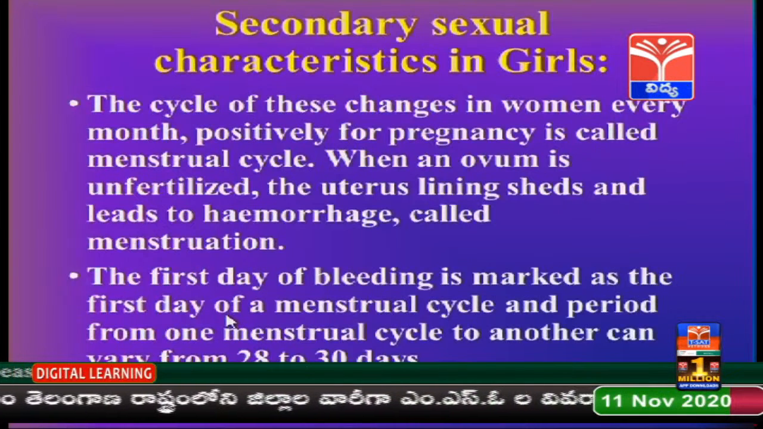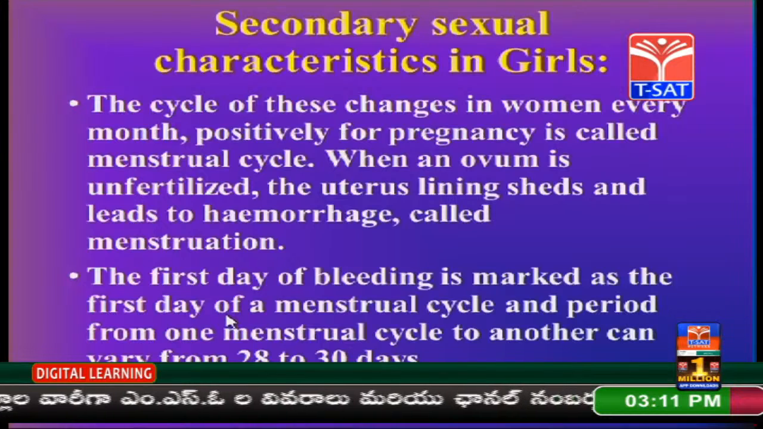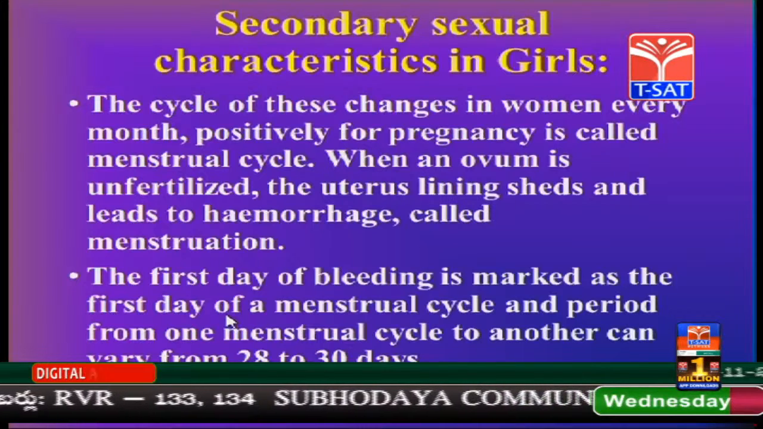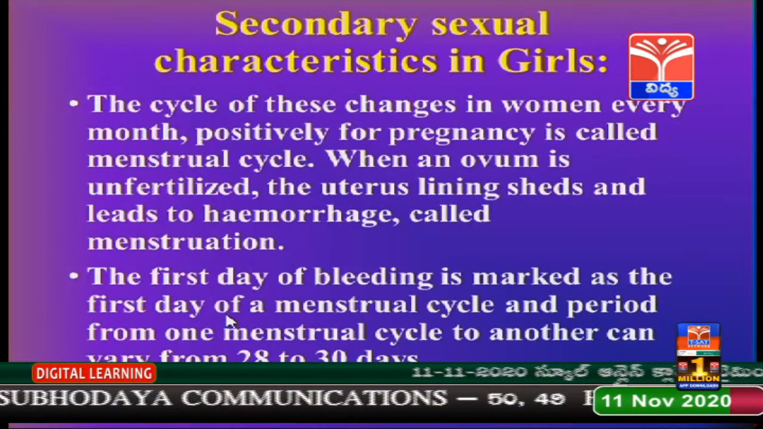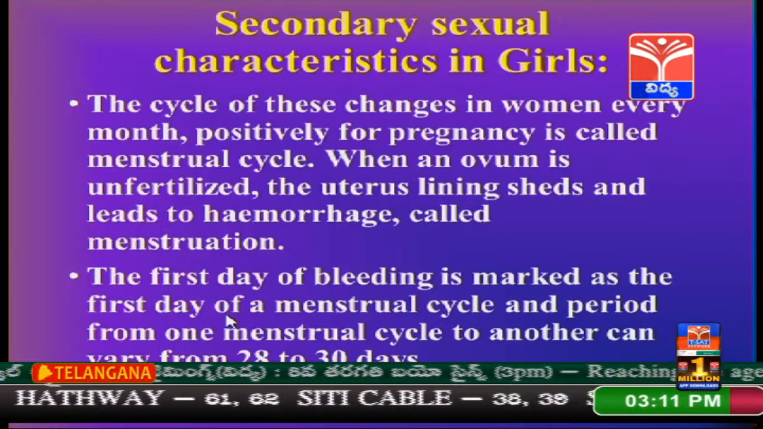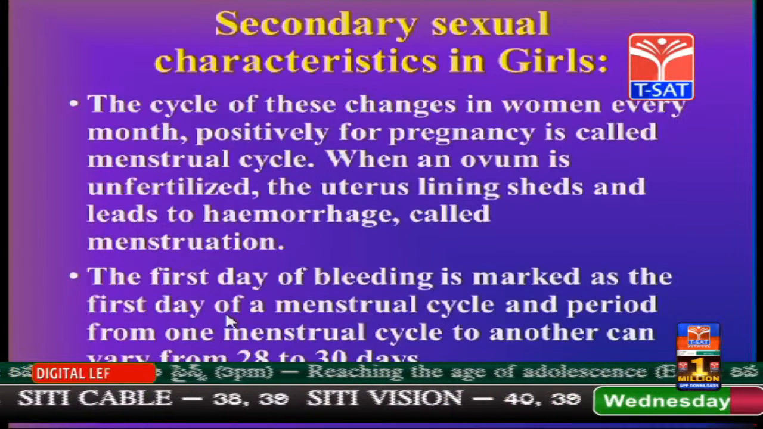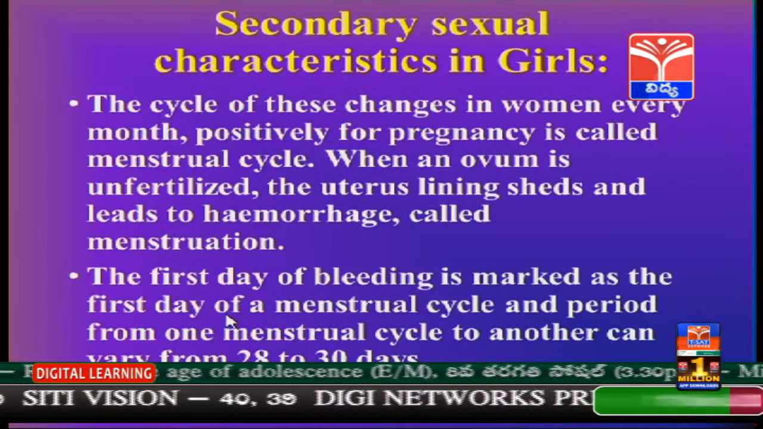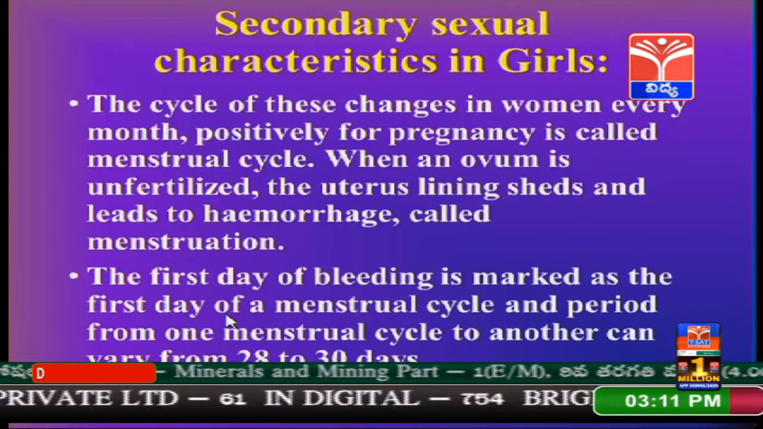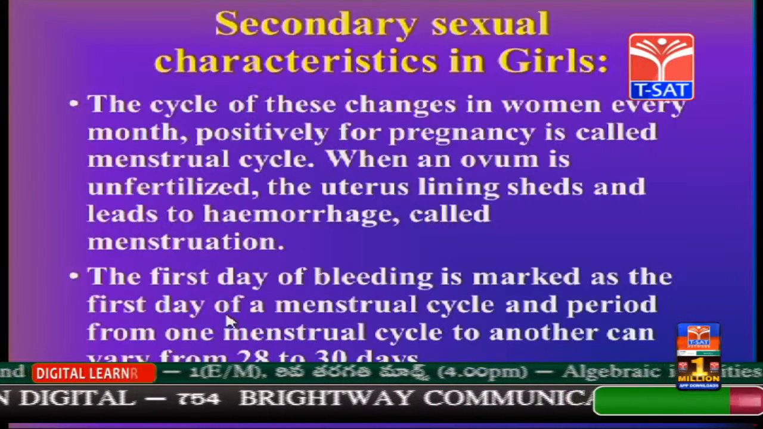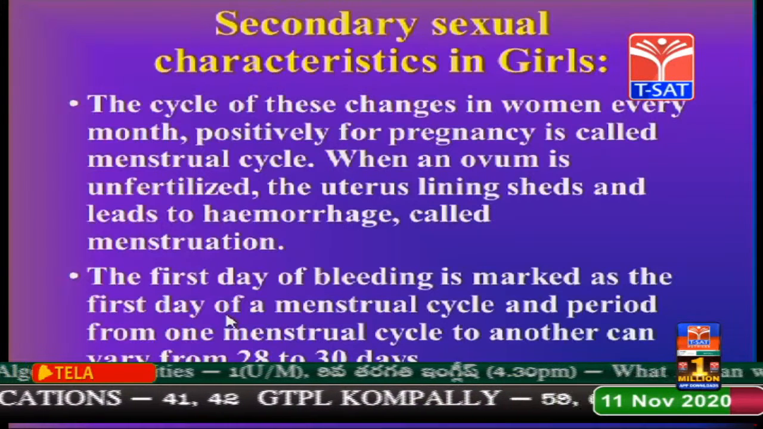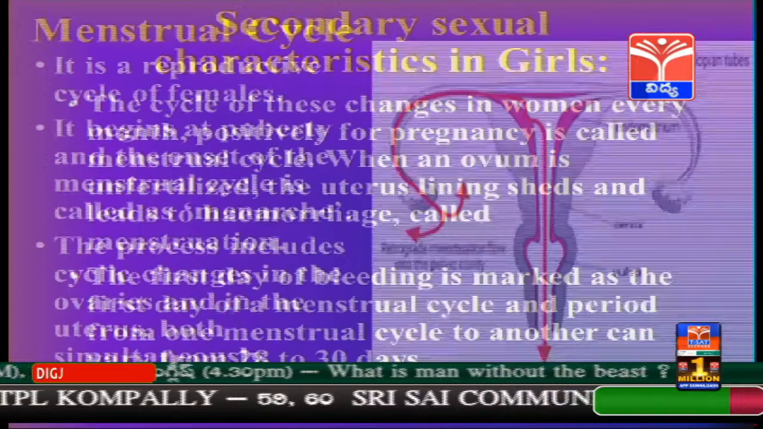The cycle of these changes in women takes place every month, and children, this cycle is called the menstrual cycle. When an ovum is unfertilized, the uterus lining sheds off. That means the uterus lining slowly comes out of the body and it leads to hemorrhage. This is called menstruation. The first day of bleeding is marked as the first day of the menstrual cycle, and the period from one menstrual cycle to another varies from 28 days to 30 days.